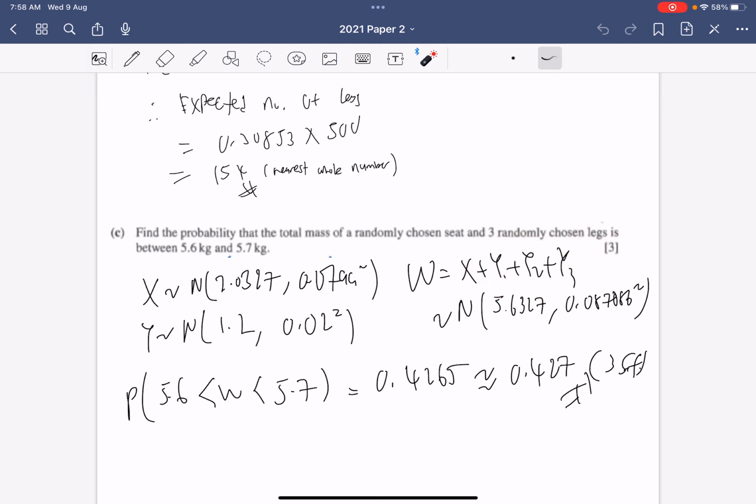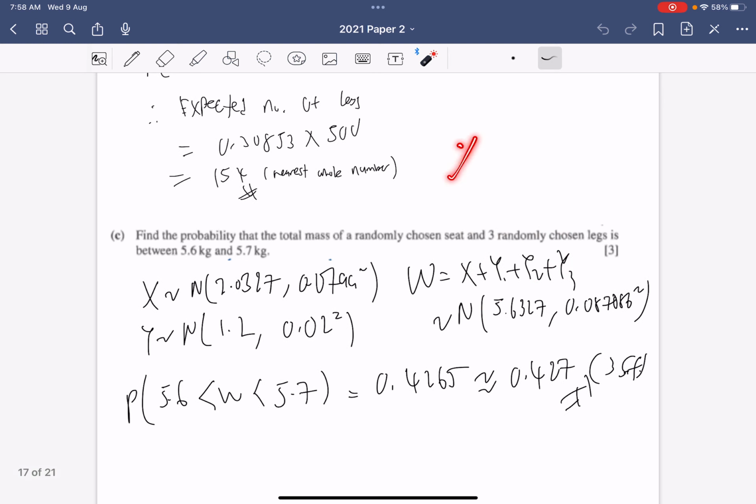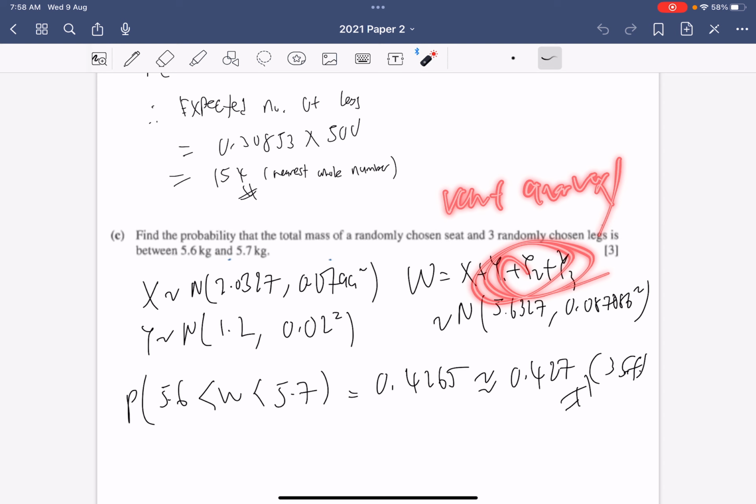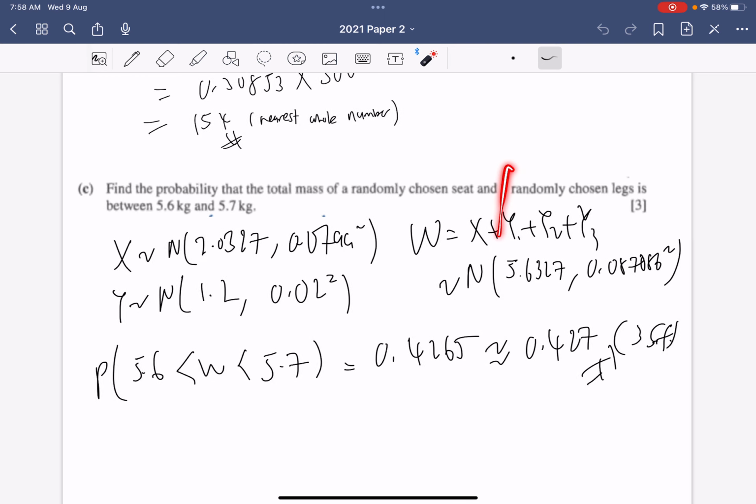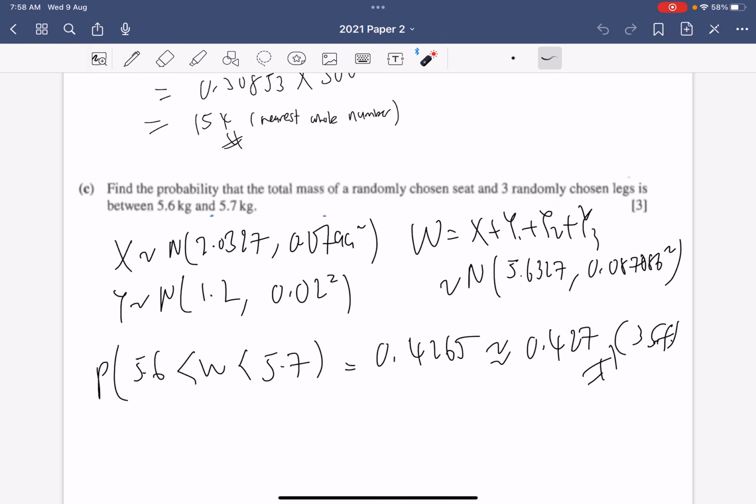And with that, you go calculate the mean, which is just the expectation of this plus this plus this plus this. And for variance, it's just variance of this plus this plus this plus this. So if you have x plus 3y, then the variance is the variance of x plus 9 variance y. But here it's only 3 variance y. So you see the difference in that. You need to be clear that each leg is different from each other, so you must add 3 different random variables. And then you just calculate the probability using your GC and you should get the answer.